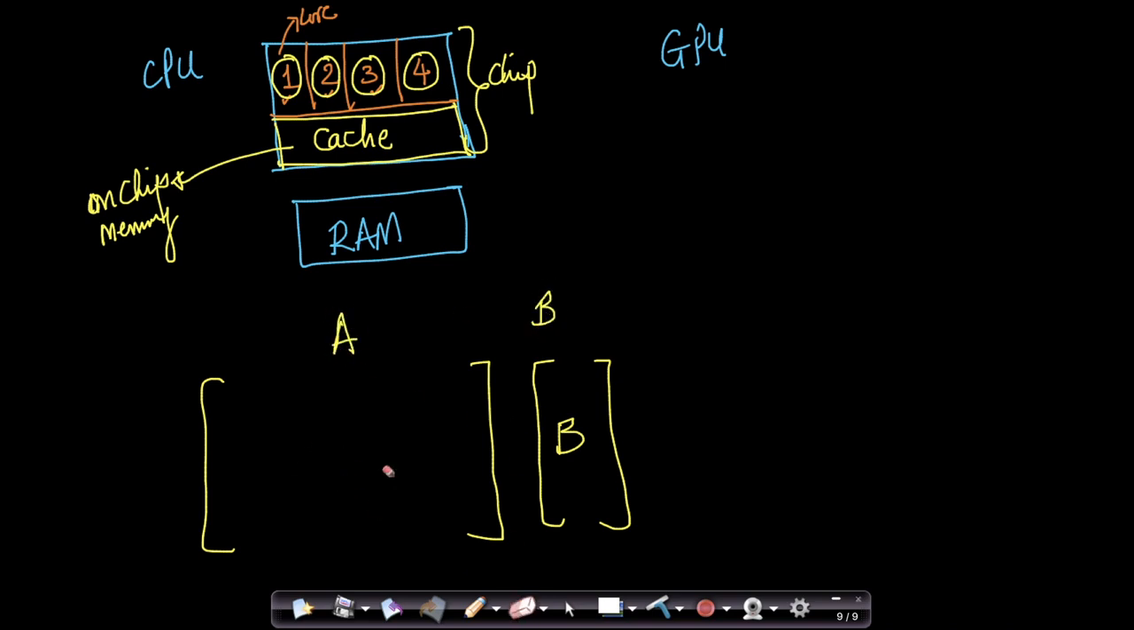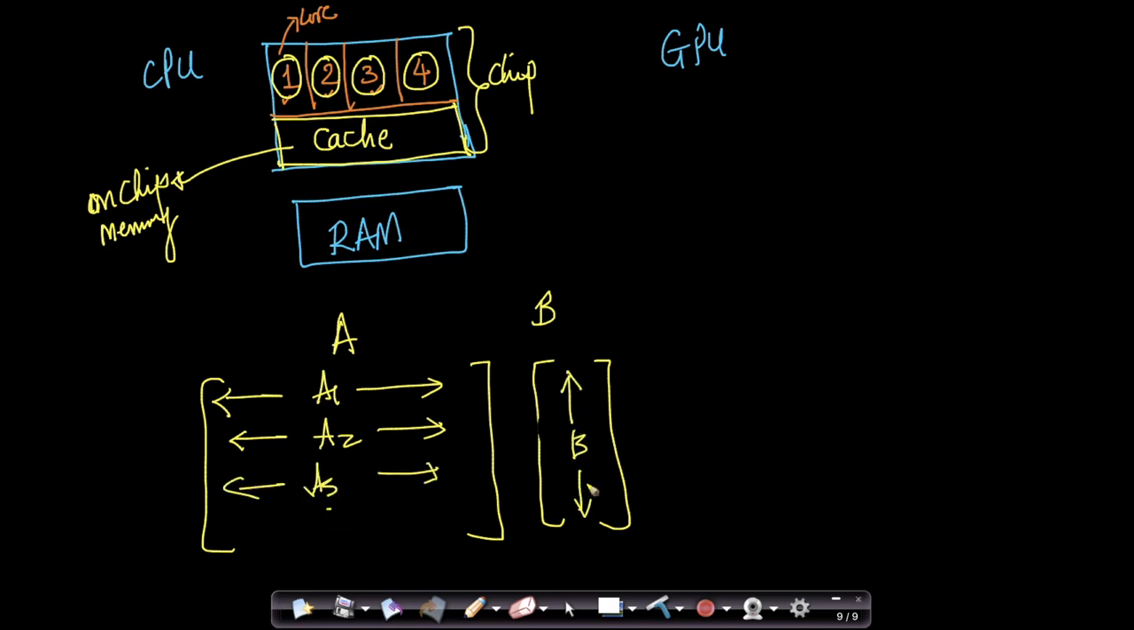Let me erase this to show what is happening. Let's say this row is A1, this row is A2, this row is A3, and so on. And this whole thing, let's call it just B. To multiply both of them and get a result, first I multiply this row with this column, so I have A1B.